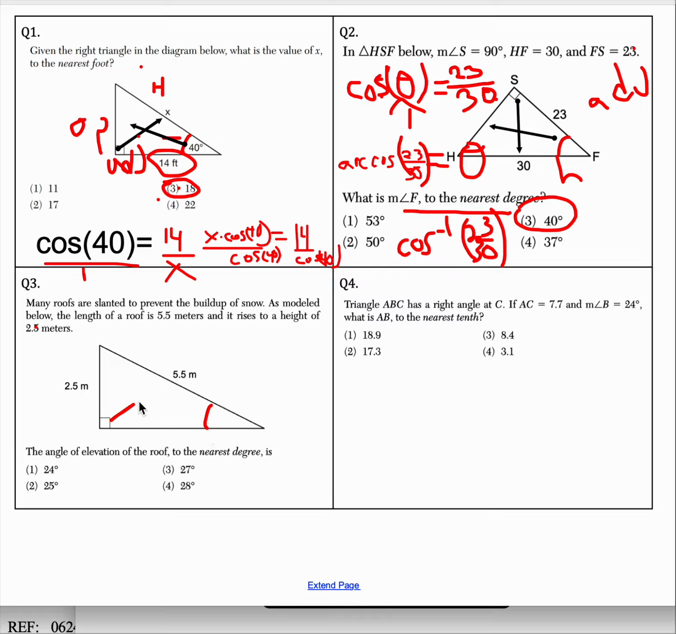And so let's do some labeling. Here we have the hypotenuse. And here we have an opposite. All right, so what uses opposite and hypotenuse? Sine. And we're looking for an angle, so we're going to use the inverse or arc sine. But I'm just going to go straight to inverse.